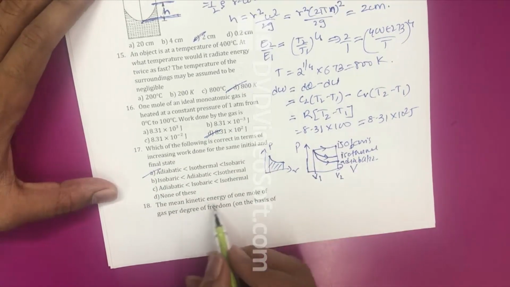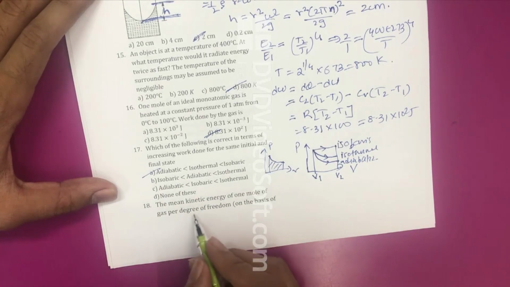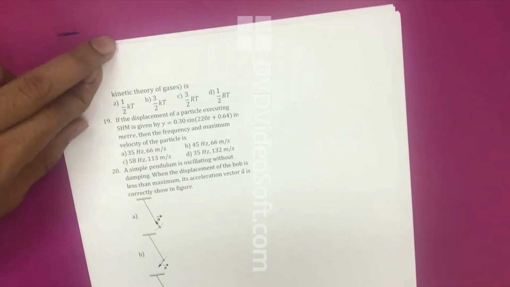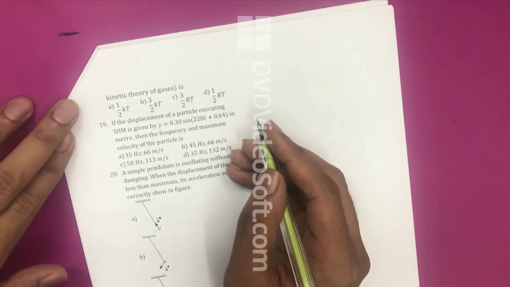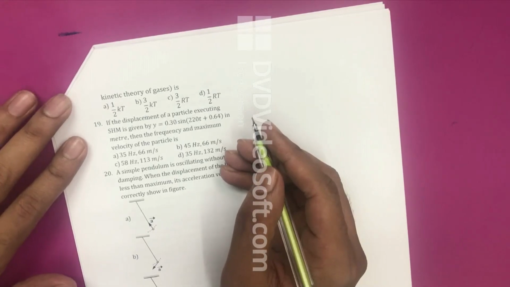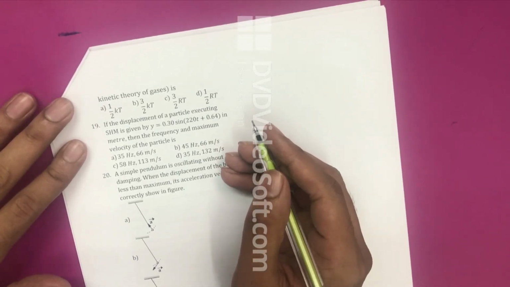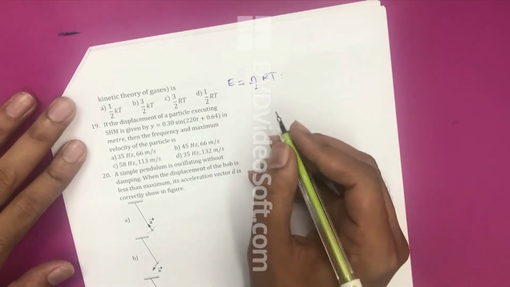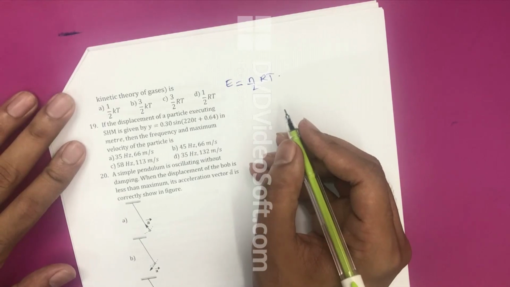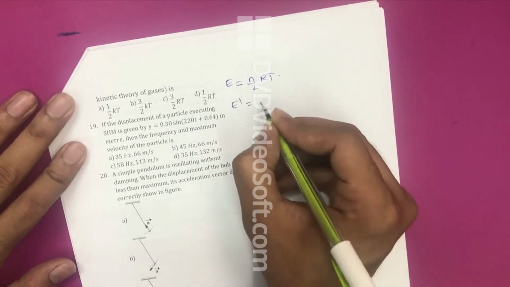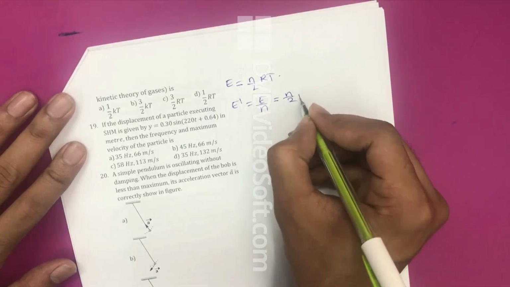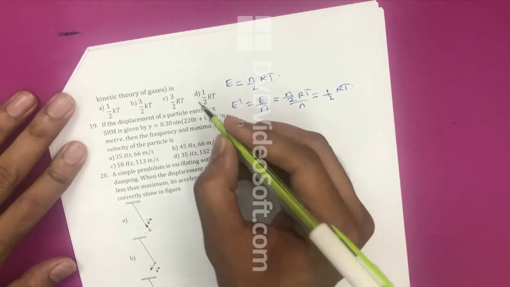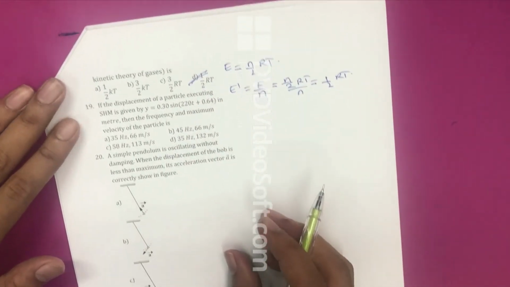Question 18. The mean kinetic energy of 1 mole of gas per degree of freedom on the basis of kinetic theory of gases is the mean work per degree of freedom. So the kinetic energy of 1 mole of gas with n degrees of freedom is given by n/2 RT. The mean kinetic energy of 1 mole of gas per degree of freedom would be E by n, which will be n/2 RT divided by n, which would be half RT. So correct answer would be option D, half RT.